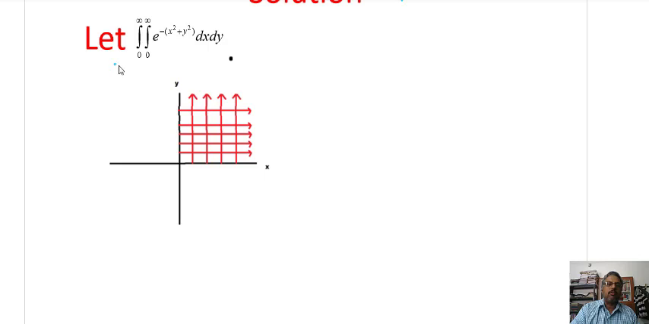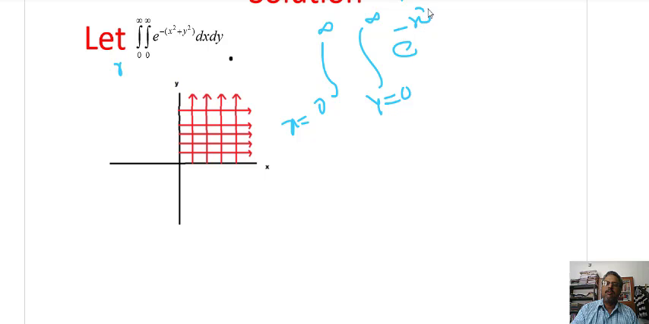Now observe this one. This is the x limits, integral x from 0 to infinity. How to find the limits? How to find the region using the given problem? The next part is very simple, e power minus x square, so the given integral is dx dy.